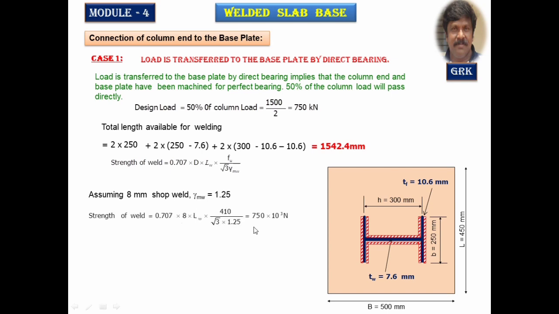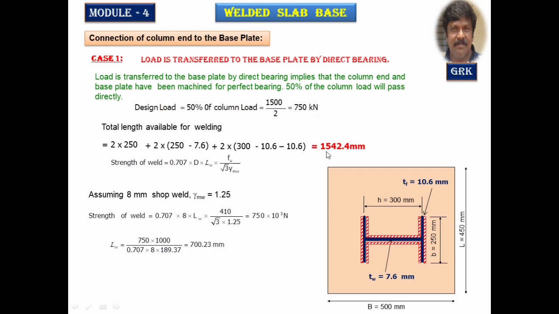Now substitute that in the formula. Equate this total strength of the weld to the load that has to be carried. It is 750 kilonewton. We are equating it to this. I'll find out the length of the weld. It works out to be 700.23 mm. This is the length that is required for this load of 750 kilonewton.